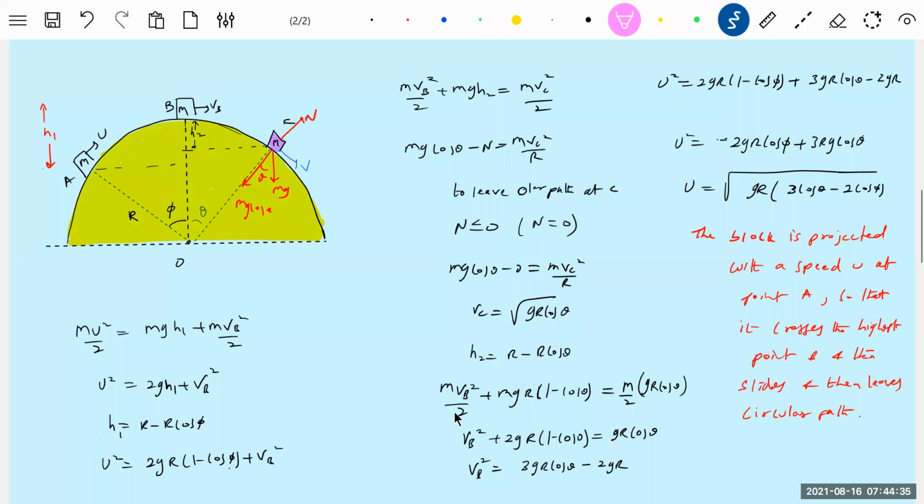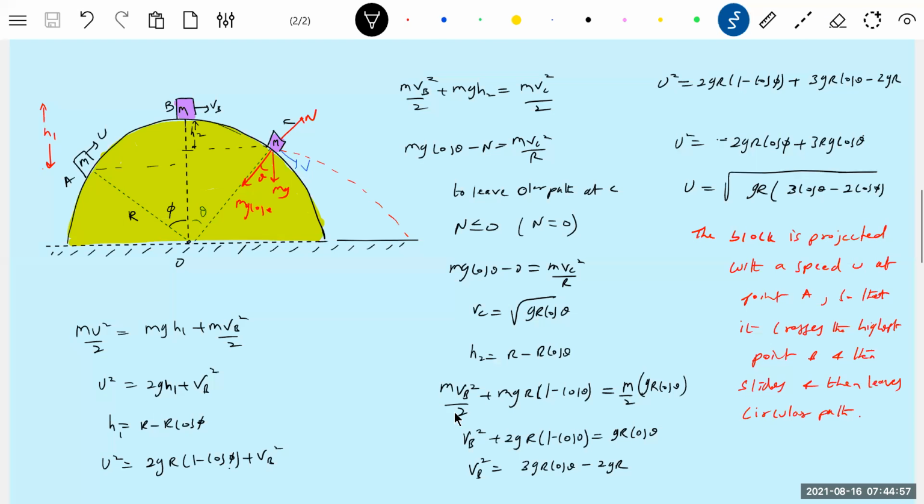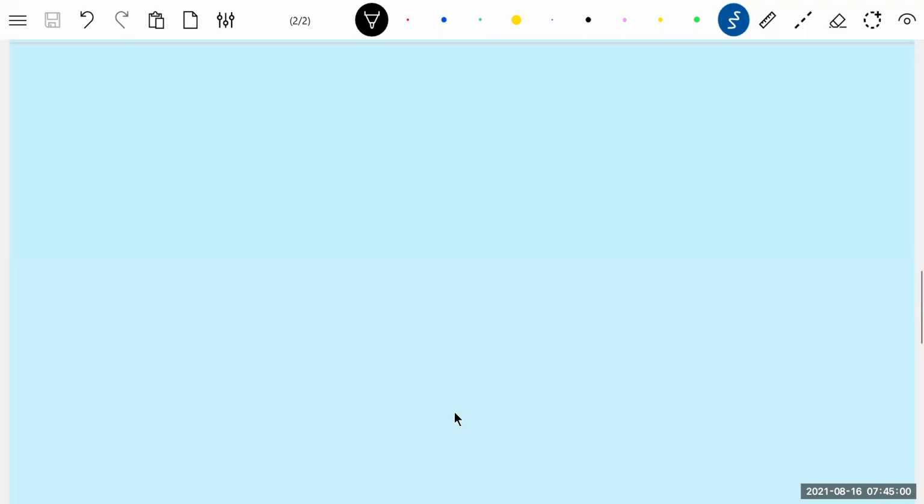After leaving the circular path, what will happen? It is going to describe a parabolic path, and it'll come and strike the ground at a certain point. Next condition. If this is the hemisphere, we may have a situation where the hemisphere is also in motion.